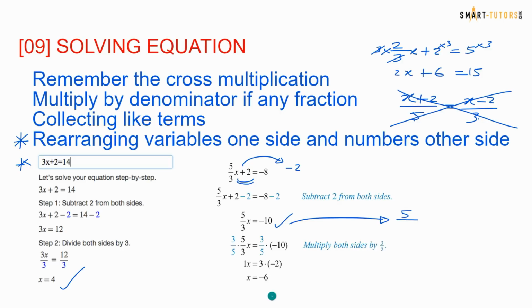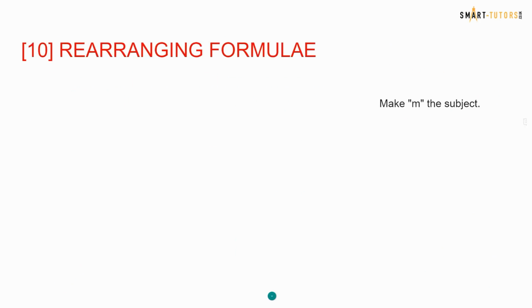So 5 over 3 x equals minus 10. I'm multiplying by 3 here and multiplying by 3 here. So the 3 and 3 cancel. 5x becomes minus 30. Then divide by 5 on both sides. That gives x equals minus 6. That's a simple way to simplify the equation, solve it and find the answer for x.